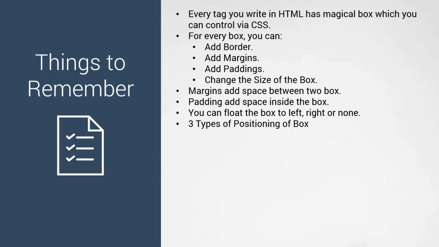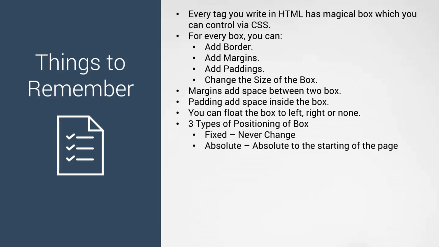There are three types of positioning of the box that we have seen. We have seen fixed, which never changes; you can choose any position on the web page. Then we have seen absolute. Absolute basically goes back to the HTML and starts from there. And then relative is relative to its immediate parent.